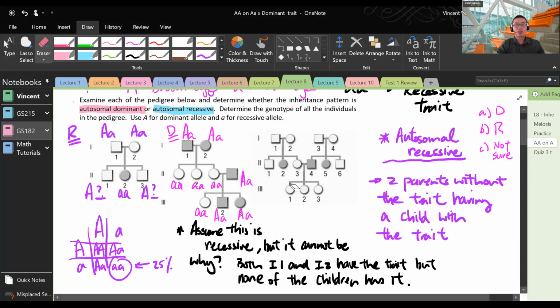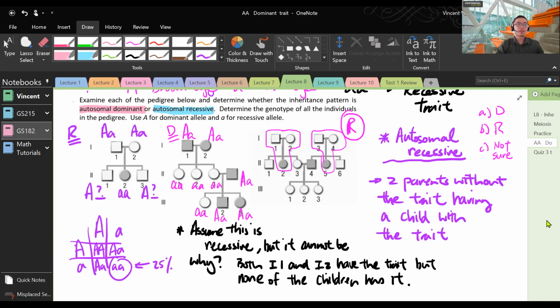Okay, so look here. First of all, how do you know if someone has the trait or not? If it's shaded in, then they have the trait. So this person has the trait. And what about the parents? The parents don't have it, right? So based on this, right, and based on this, we know this must be recessive. Okay.